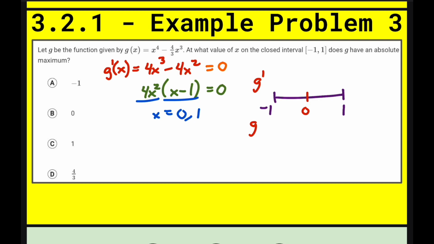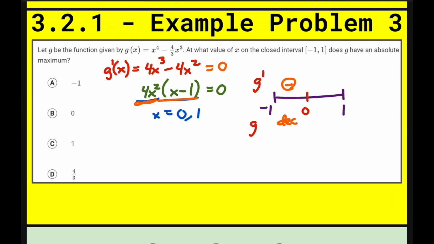If you plug in, I don't know, a good value might be -1/2 into that 4x to the 3rd minus 4x squared, the 1/2 is going to be smaller here than here because it's 1/2 to the third power, which is going to make it smaller. But an easier way to do it is actually just look at this right here. Okay, it's already factored, so it's easy to figure out the signs of everything there. So what we're going to do is plug in 1/2 to this 4x squared part right here. Well, that's positive. And then you put 1/2 in here. Well, that's negative. Positive times a negative is going to be a negative here. So that means g is decreasing here.